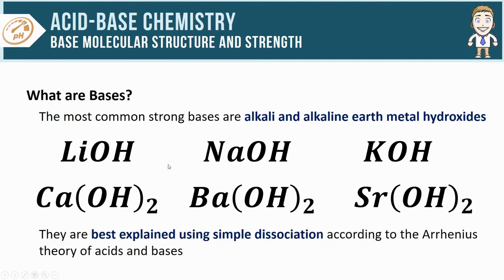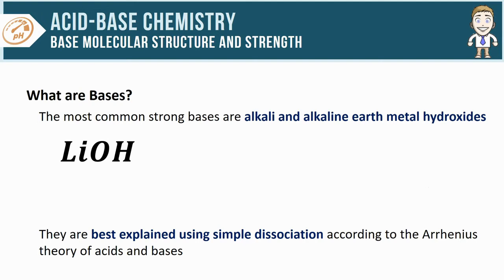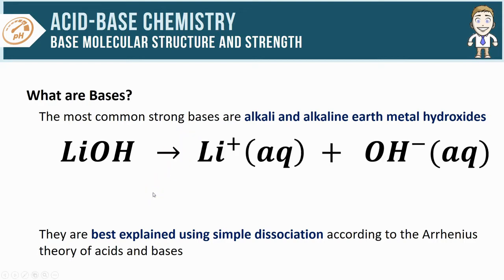The best way to explain these is using a simple dissociation according to the Arrhenius theory. If we do that for lithium hydroxide, the way you would explain why this would produce a basic solution is simply by showing the dissociation of lithium ions from hydroxide ions. Of course, in that solution, you're producing hydroxide ions, so the solution becomes basic.